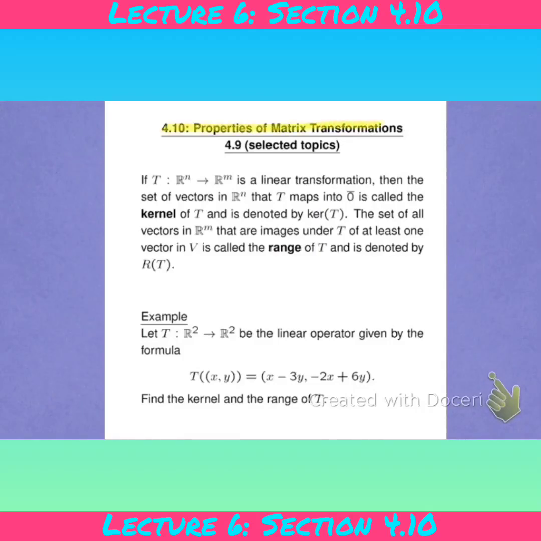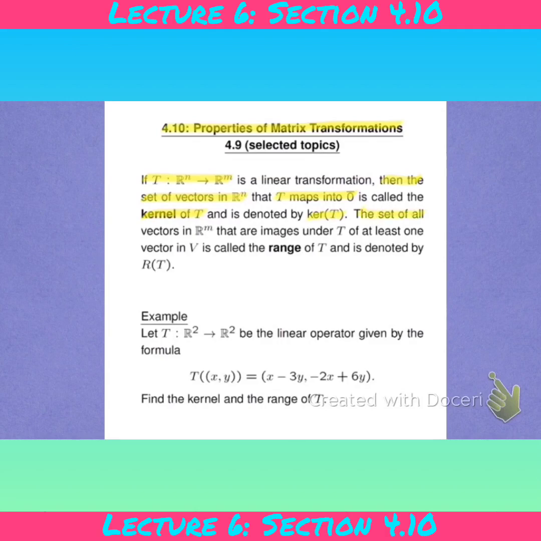4.10 deals with properties of matrix transformations. So if T is a matrix transformation from Rn to Rm, then the set of vectors in Rn that map under T to the zero vector in Rm is called the kernel of the linear transformation, and it's denoted by that quantity there.